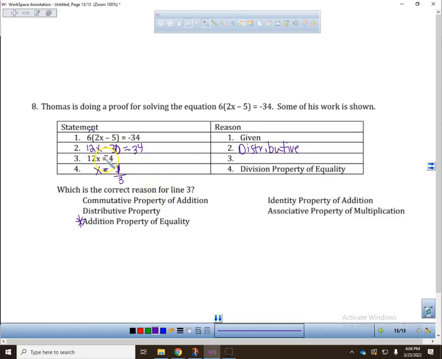I believe there would be a typo here. This should be negative 4. So maybe check with your teacher. If you're my student, I'll make sure I address this with you. But it appears 6 times negative 5 is negative 30. Add 30 to both sides. Negative 34 plus 30 would be negative 4. But anyways, the answer would be addition property, because I would be adding 30 to both sides. So that concludes the review portion of this.